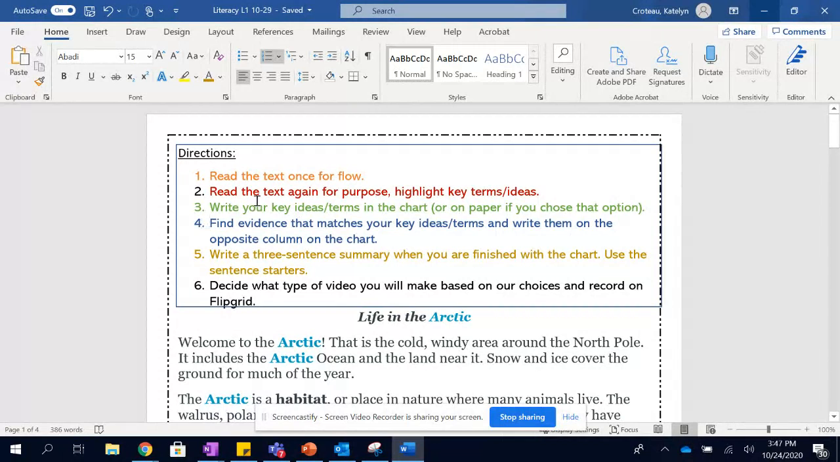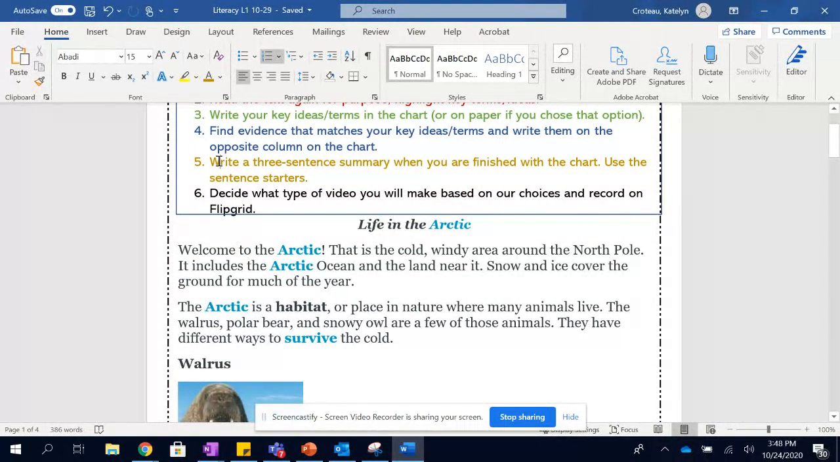After you've written those things, you're going to find your evidence that matches or supports your key ideas and terms and write them on the opposite column of the chart. I recommend color coding. So a key idea and an evidence piece that goes along with it, I would recommend making those things the same color so you know they go together.